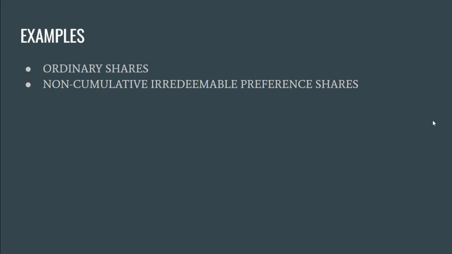Now here are some examples. Ordinary shares are basically the owners of the company. You have a right to attend annual general meetings. You are allowed to vote on appointments of directors and external auditors, and you are entitled to dividends. While non-cumulative irredeemable preference shares possess similar characteristics to ordinary shares, you don't have the ability to vote in general meetings or to appoint any external auditor or directors.